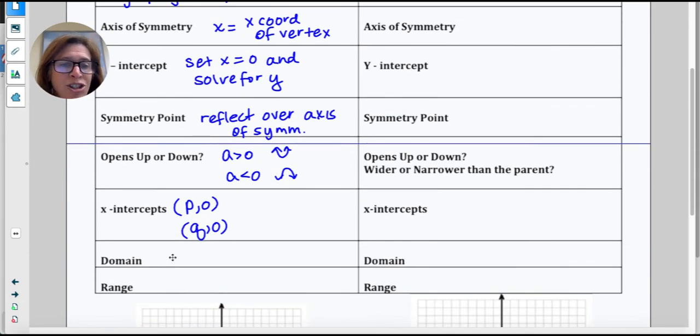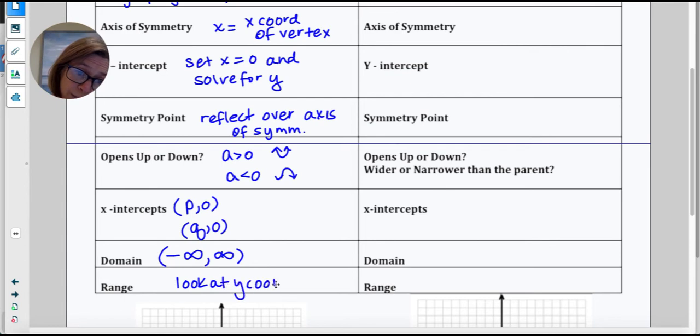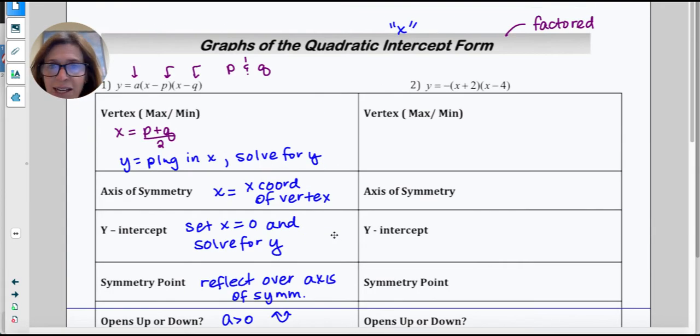My domain and range, again, remember the domain will continue to be all real numbers because I'm not restricted with anything I'm allowed to plug into the function. But the range, whatever comes out, is going to have to do with the y-coordinate of the vertex. So look at the y-coordinate of the vertex and whether it opens up or down, right? Because if it opens up, it's going to be from that point to infinity, and if it opens down, it's going to be from negative infinity to that point. All right, well, let's look at an example.